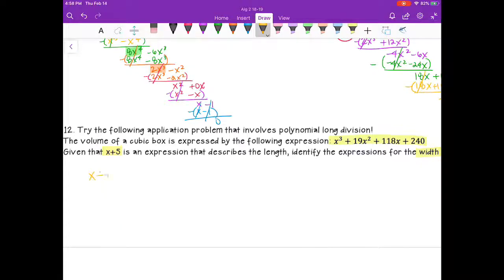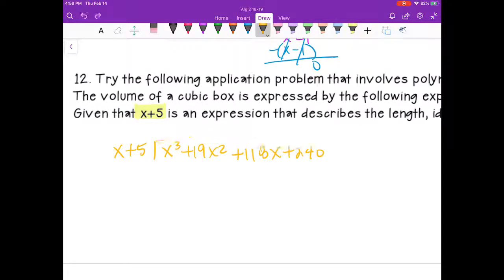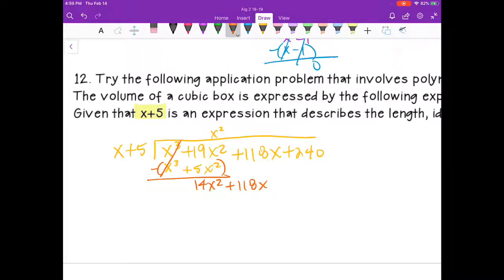So outside my box is x plus 5. Inside my box is x cubed plus 19x squared plus 118x plus 240. What do I have to multiply x by in order to get x cubed? Well, that would be x squared, and I multiply it. X times x squared is x cubed. X times 5 is positive 5x squared. And I subtract. My x cubes cancel. 19x squared minus 5x squared, 14x squared, bring down that positive 118x.